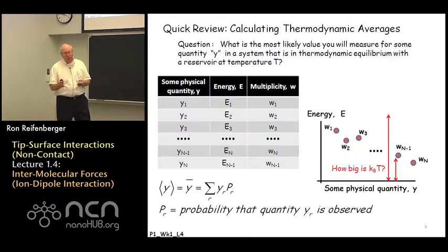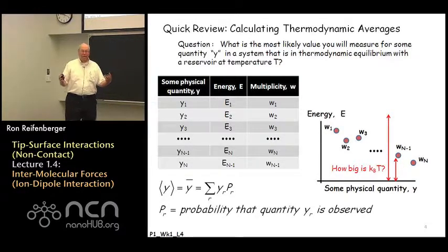So for those of you that maybe have not had a recent course in thermodynamics, it's probably worthwhile to have a very quick review of how you might calculate a thermodynamic average of, let's say, some quantity Y in a system that is in thermodynamic equilibrium with a reservoir at temperature T. Now this quantity Y can be almost anything. It could be the magnetic moments, it could be the electrostatic polarization, it could be any number of a wide variety of quantities.